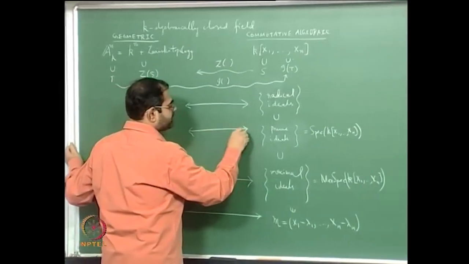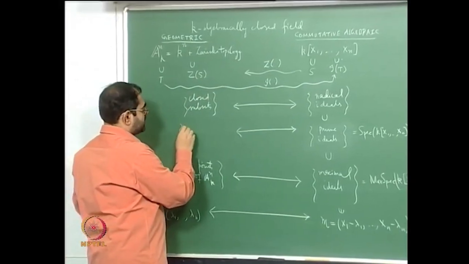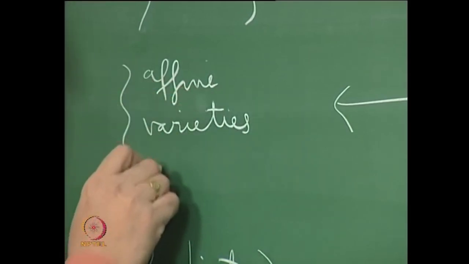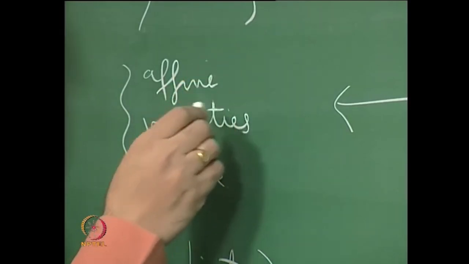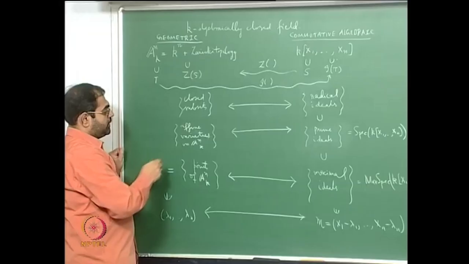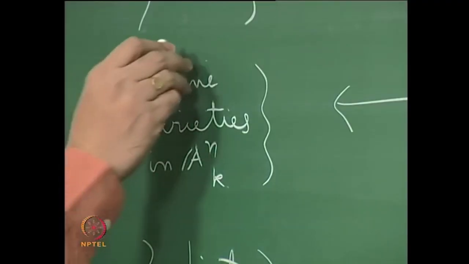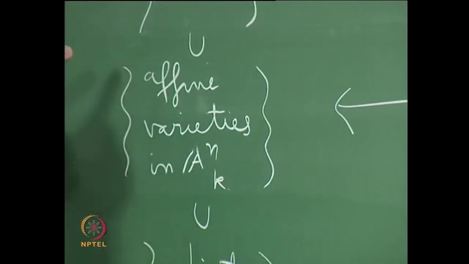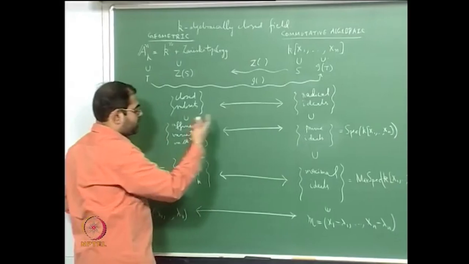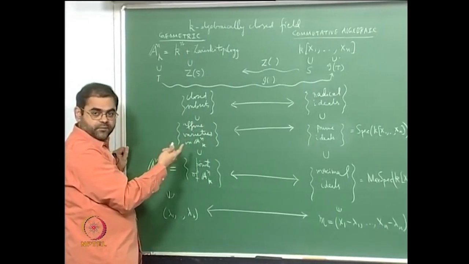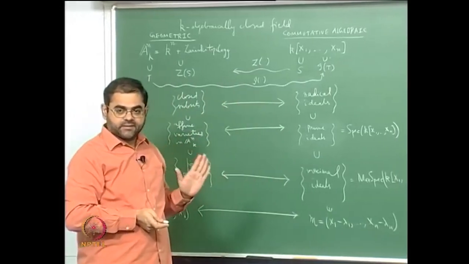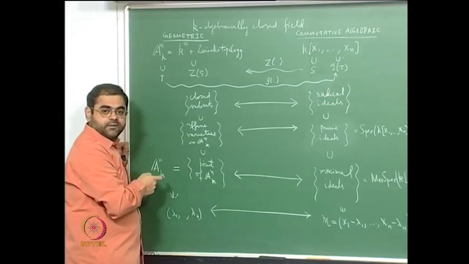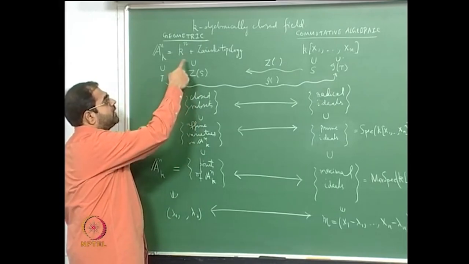Okay, and what happens is, what corresponds to prime ideals on this side are what are called affine varieties in A^n. So by this I mean, the definition is these are all algebraic sets, these are all closed sets which are irreducible. Okay, so prime ideals correspond to irreducible subsets which are closed. Okay, and that is the theorem I stated in the previous lecture, and I just stopped with that because the last lecture actually stopped with the definition of what an affine variety is. Okay, an affine variety is an irreducible closed subset of affine space.